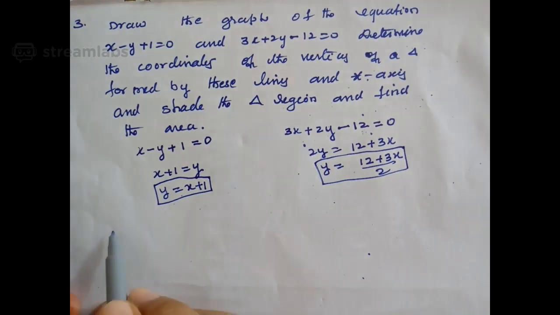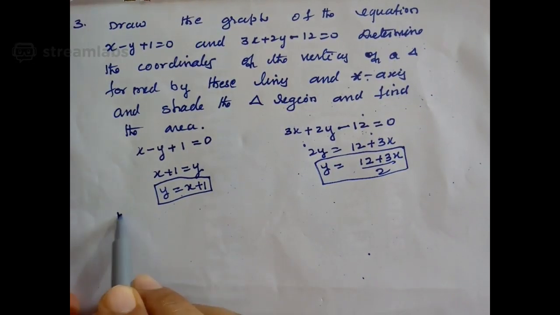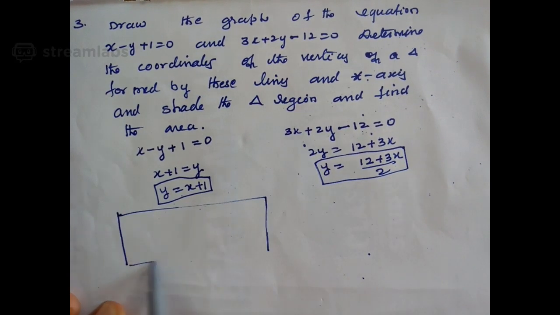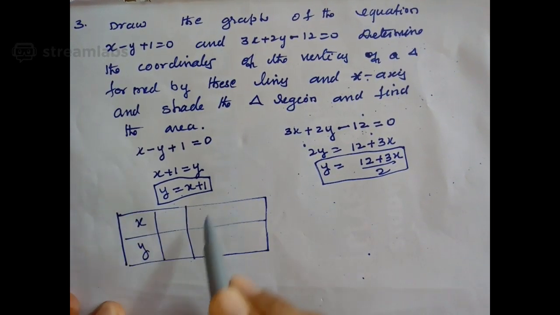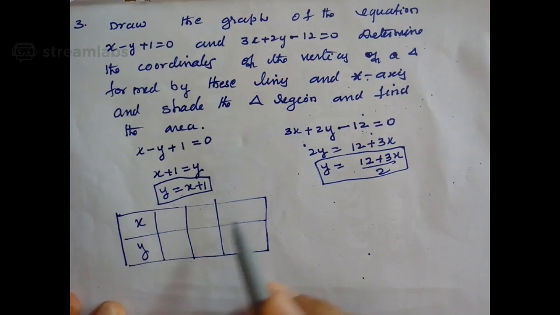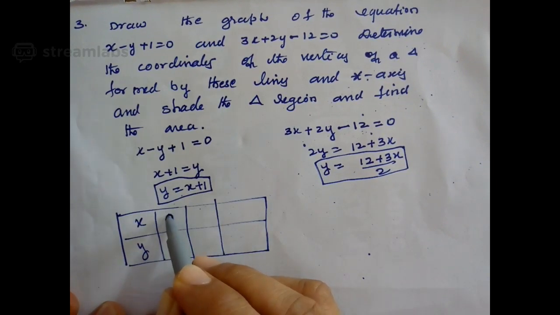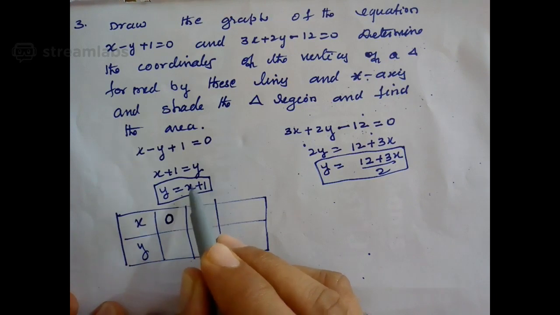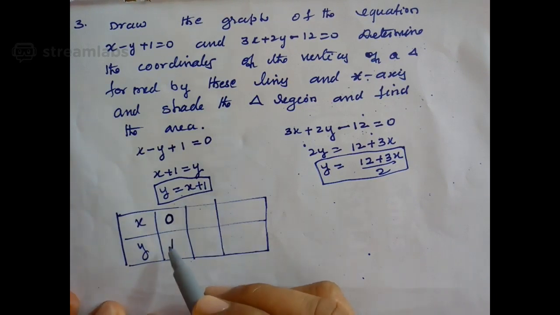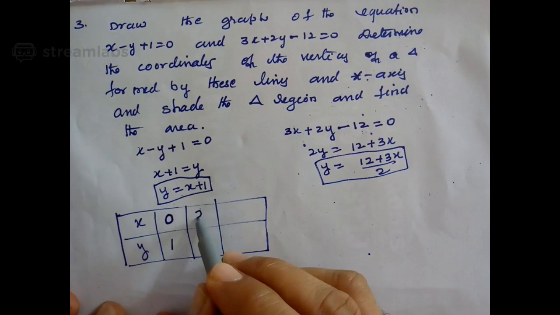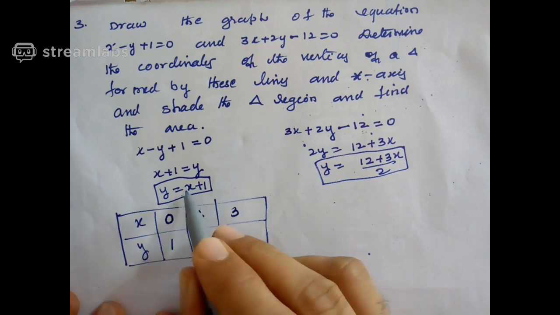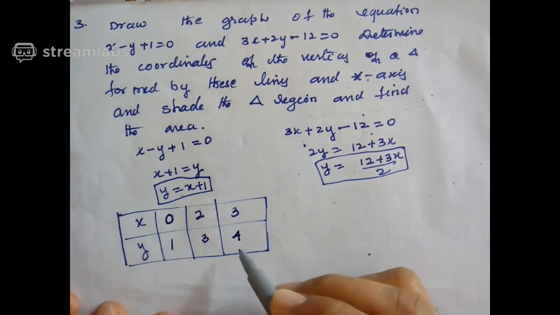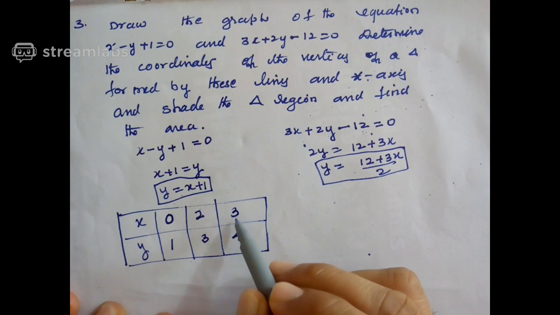Now let us find the coordinates or the values. This is x and this is y. Find at least 3 points. If I put in place of x 0, 0 plus 1 is 1, so the value of y is 1. If I put in place of x 2, 2 plus 1 is 3. Then I'll put 3, 3 plus 1 is 4. Correct? So 0, 1; 2, 3 and 3, 4.